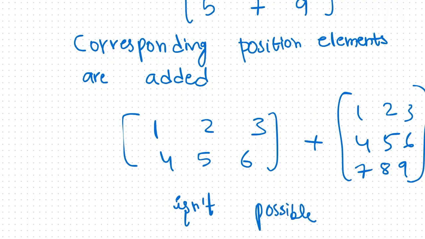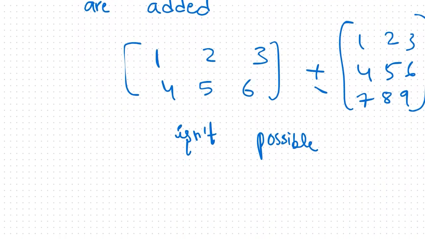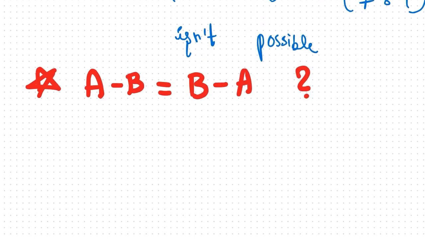Addition or subtraction. Subtraction means minus: first minus second. So can you say A minus B is equal to B minus A for matrices? No, it won't be the same. Not necessarily. So subtraction of matrices is not commutative.